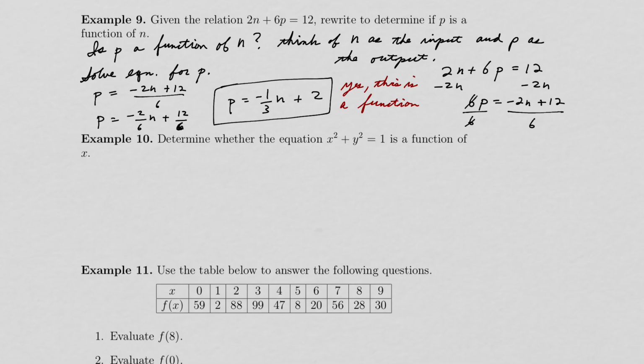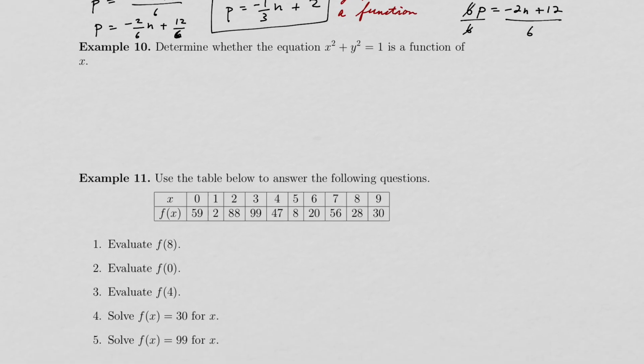Okay, what about this next example? Determine whether the equation x squared plus y squared equals 1 is a function of x. So in this case, again, we're asking, is y a function of x? In other words, x would be the input, y would be the output. So we're going to try and solve this for y. So if I try to solve this for y, I need to isolate the y's.